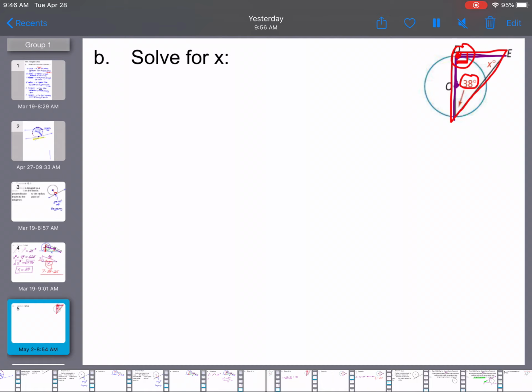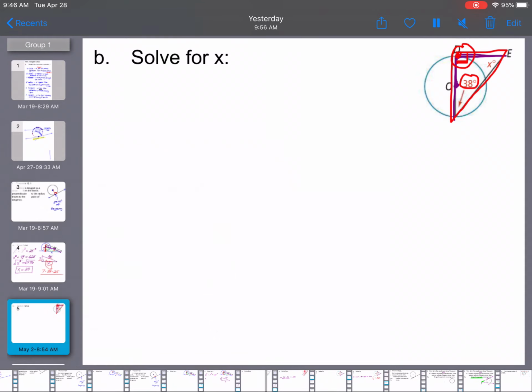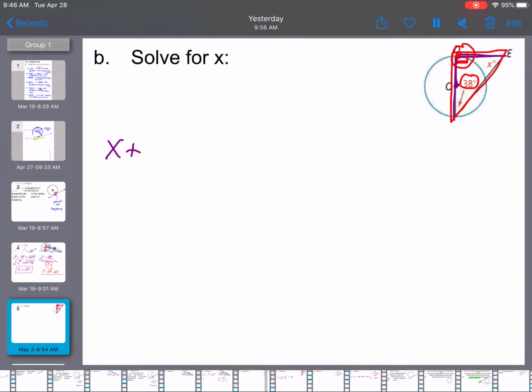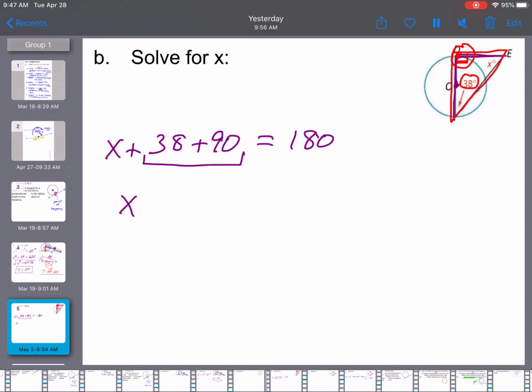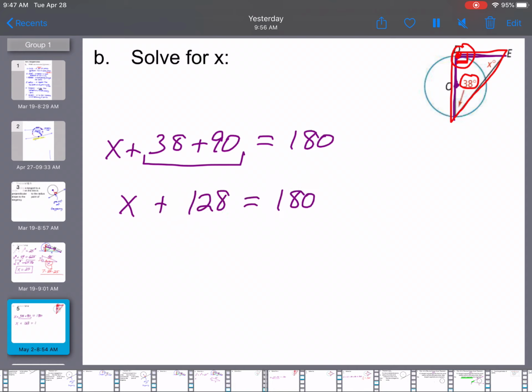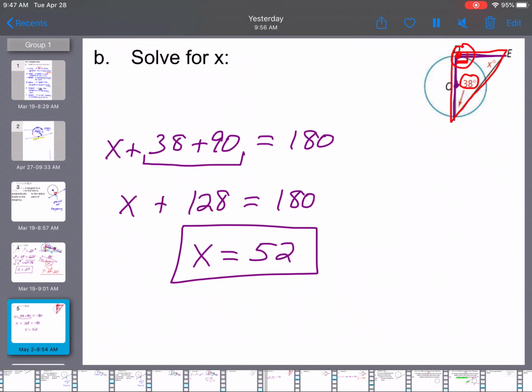We've got a 38-degree angle on the bottom and a 90-degree angle on the top left, so it should be pretty easy for us now to figure out the measure of that third angle. We know that the three angles in any triangle always have to add up to 180 degrees. So x plus 38 plus 90 is 180. Let's combine our like terms here to get x plus 128 equals 180. Subtract that 128 from both sides, and we are going to get x is equal to 52 degrees for the measure of that one right there.